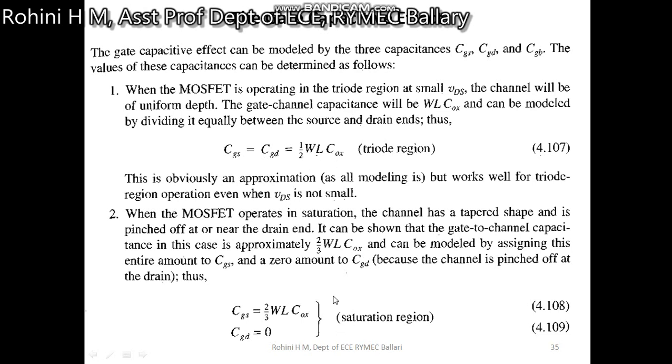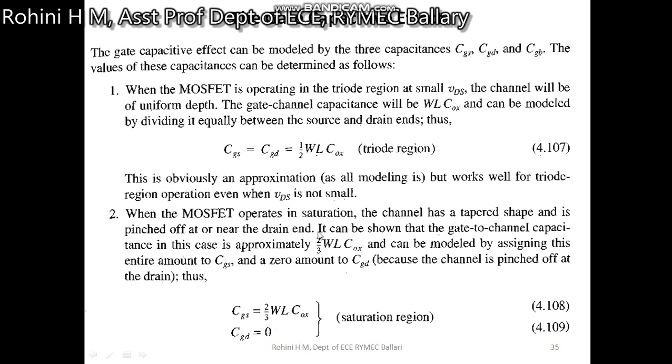Similarly, if the MOSFET is operating in saturation region, then the channel is not uniform. Instead, the channel is of tapered shape, and it is pinched off near drain terminal. Since it is pinched off near drain terminal, there is no capacitance at the drain terminal. So CGD is equal to 0.